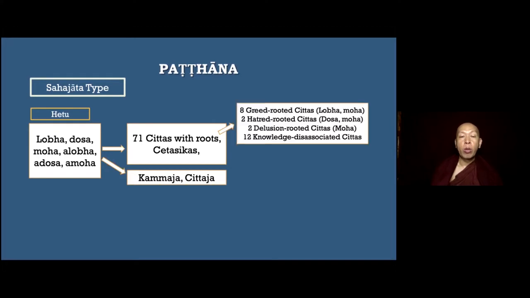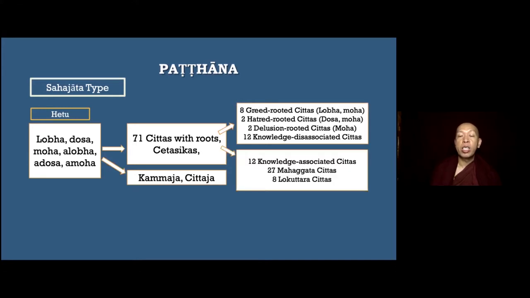Then again, we also have 12 unwholesome cittas: 8 greed-rooted, 2 hatred-rooted, and 2 delusion-rooted, and also 12 knowledge-associated cittas. So these are the lower level. Now we have the higher level, knowledge-associated: 12 knowledge-associated cittas, also 27 mahaggata cittas, which means jhana cittas, also 8 lokuttara cittas, supramundane consciousnesses. These are supported by Lobha Dosa Moha, Alobha Adosa Amoha, and so they are called root conditions.